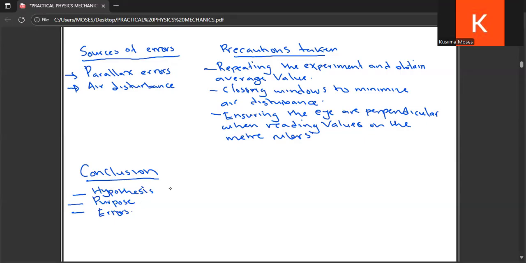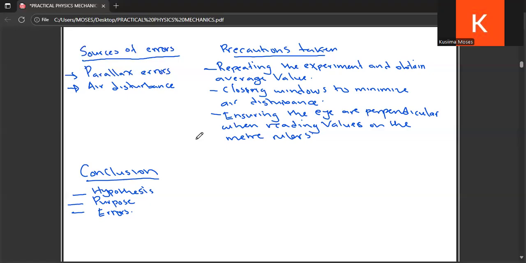Since the mass of the meter rule is 112 grams, which lies within the range that was mentioned in the scenario, the lab attendant should go ahead and prepare these meter rules to be used in the physics practical. You must have the purpose, you must have the hypothesis, you must have the errors also mentioned as you are giving your conclusion.